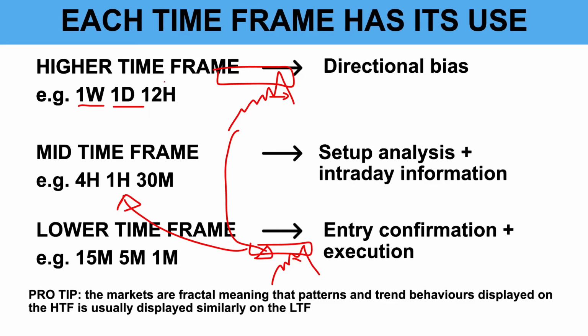So you can see the patterns and trend behaviors that we have on higher time frames are usually going to be displayed similarly on the lower time frames. And that is a very good sign. If you're seeing the fractal nature of the market being displayed to you very clearly, then that is a good sign that you have a good trade, right? And that is why this is a pro tip. So always look out for the fractal nature of the market to help you throughout your trades.